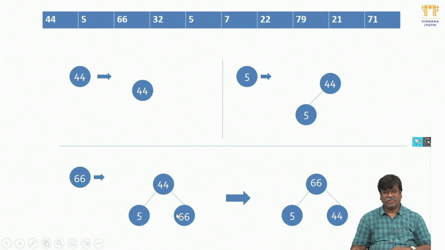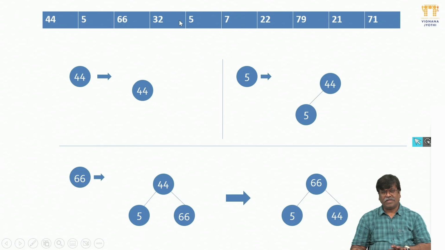When you are inserting this new node 66 into the tree, it is greater than the root value. So we are going to exchange these two values: 66, 44. This is the creation of the max heap, where the max heap maintains the maximum element in the root place compared to its left child and right child. After insertion of the three elements 44, 5, 66, this is the max heap we create. Now I am going to insert the next element 32.